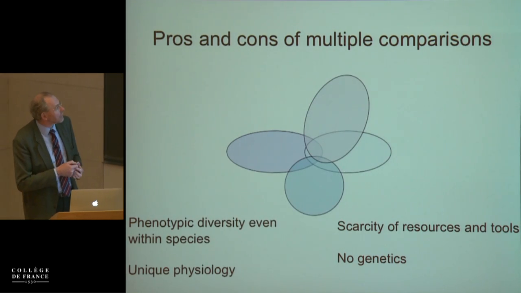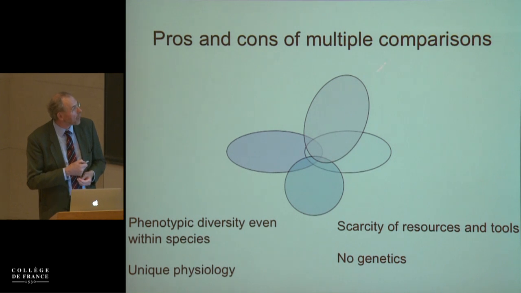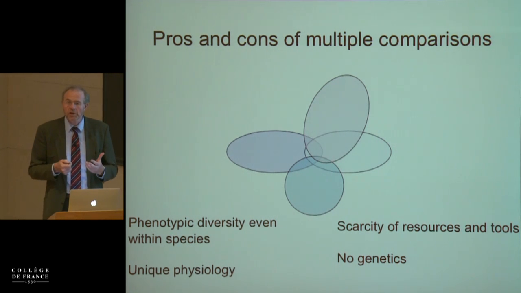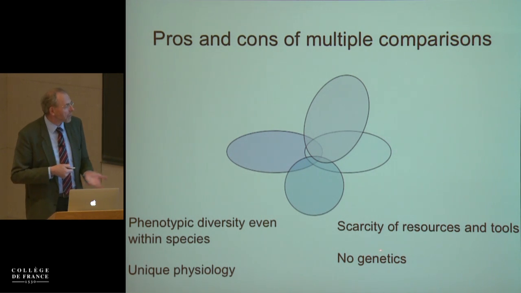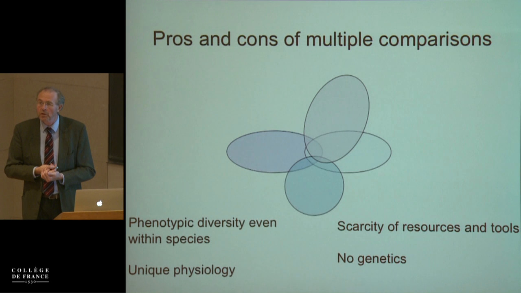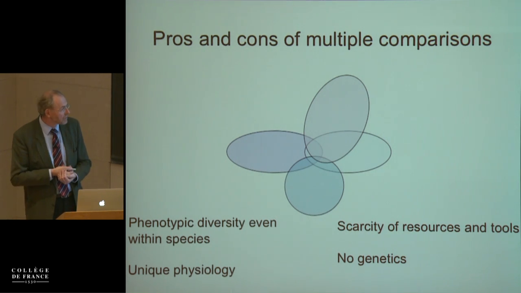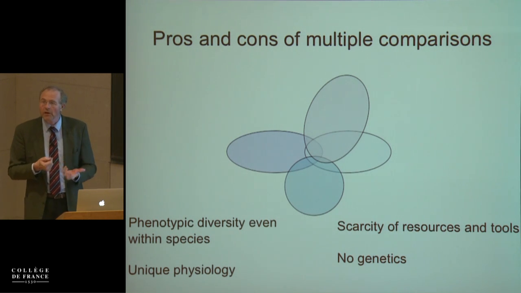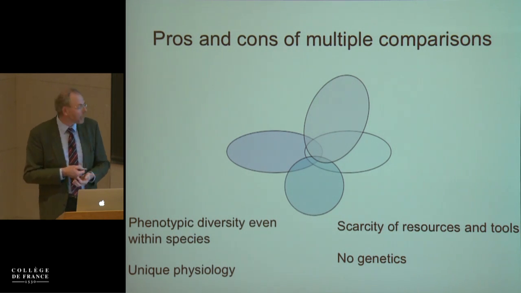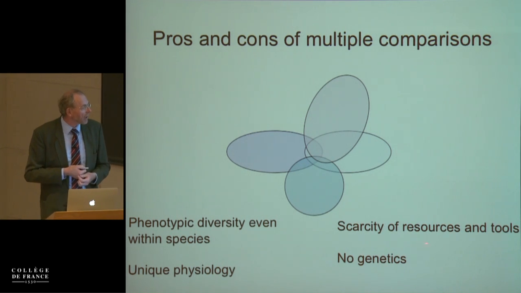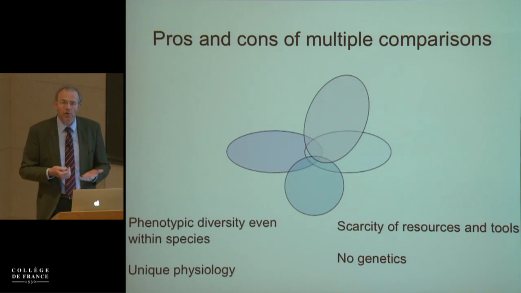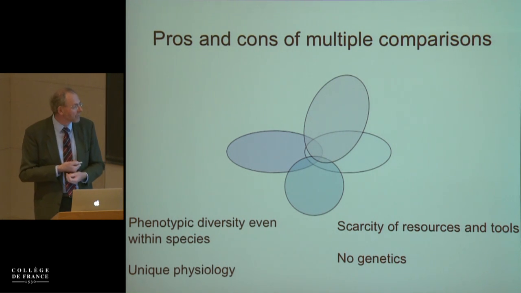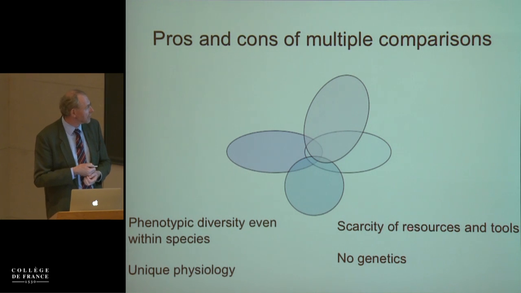And of course, these multiple comparisons have a number of problems when you compare different types of species. We do not have the genomes of all species, clearly. In some species, it is not possible to carry out genetic tests. So there is a scarcity of resources and tools. We cannot identify cells, perhaps, except by histology. We don't have these diversified techniques that we can use in mammals, in mice and humans, where we have antibodies against cell surface structures. For many species, that doesn't exist.